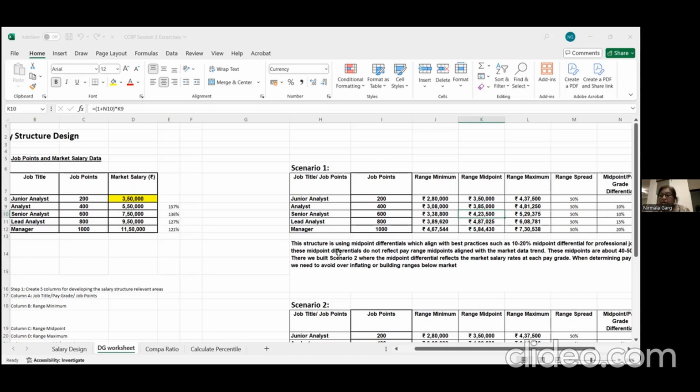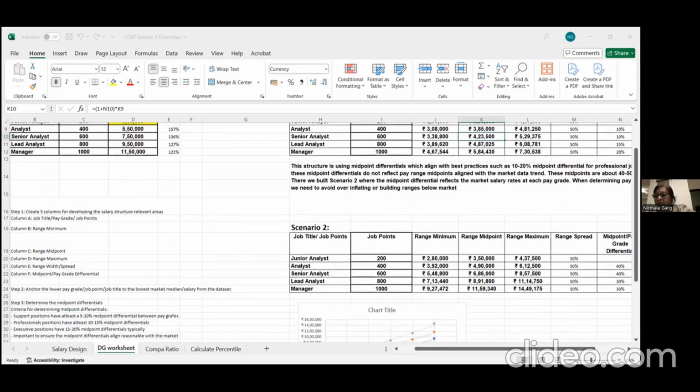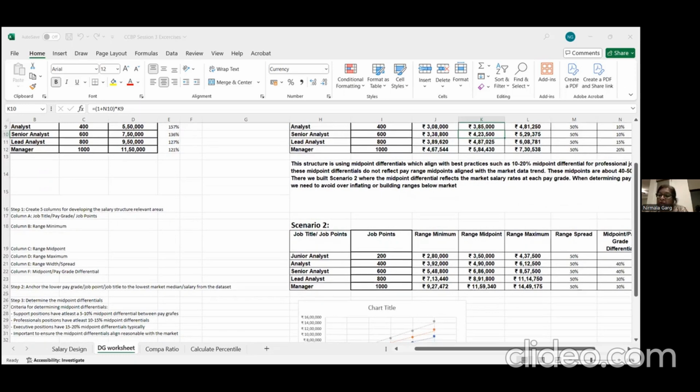Now, having said that, 10% differential is not sufficient. So what should I do now? I look at a 40% differential. So what am I doing now? Here, I'm adding 40% to 3,50,000. So my midpoint has become how much?